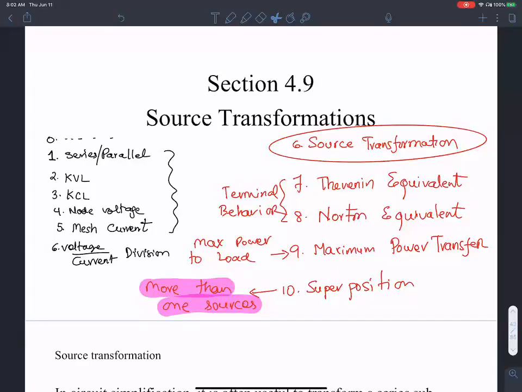All right, we'll begin. Now, this is what we did in the last class, series source transformations. The idea of converting a voltage source with a series resistance to a current source with a parallel resistance, and vice versa, back and forth.